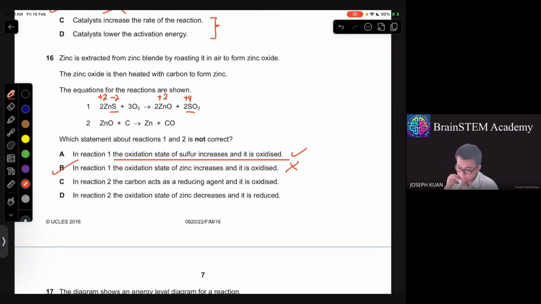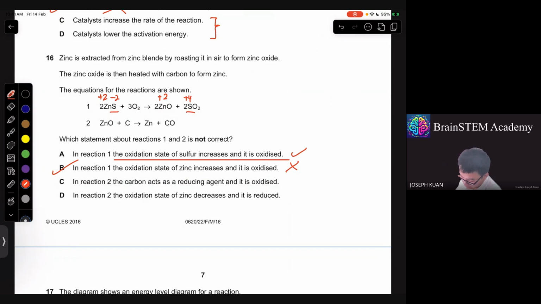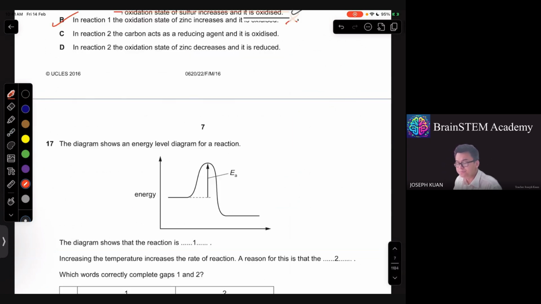B for boy. Yeah, B for boy. Let's check other answers. Carbon is a reducing agent, which is true. It takes away oxygen from zinc. And then for zinc, it is undergoing a reduction because it went from +2 in its oxidation number to 0. So the answer for question 16 is B.